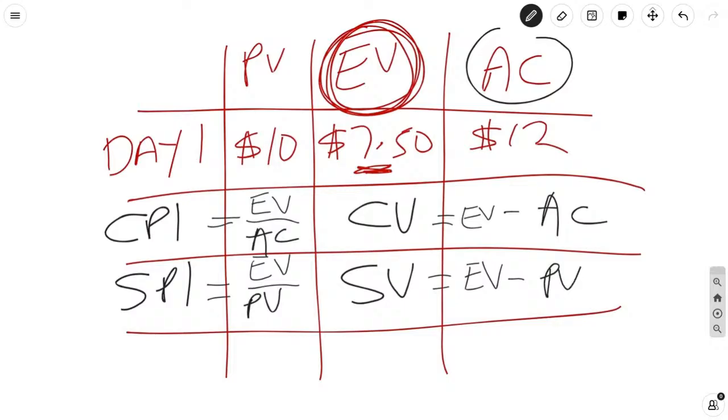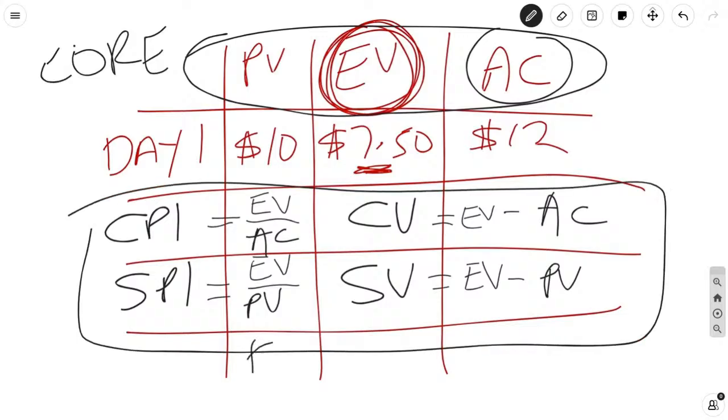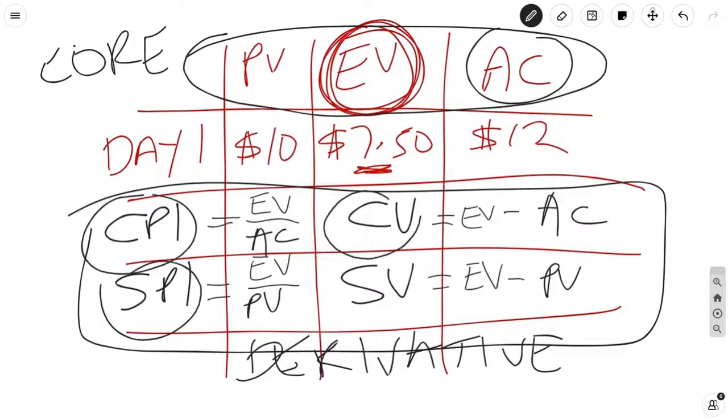And those are your 4 core metrics, or your 4 derivative metrics that you got from these 3 core metrics. So you can say this is core because that's the base, and these guys are derivative. Those are your derivative metrics. When I used this stuff back in the day at Honeywell, every Tuesday we would give an account of our SPIs, our CPIs, our CVs, and our SVs. But we didn't stop there.